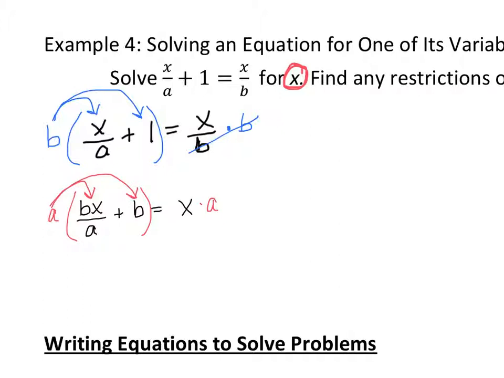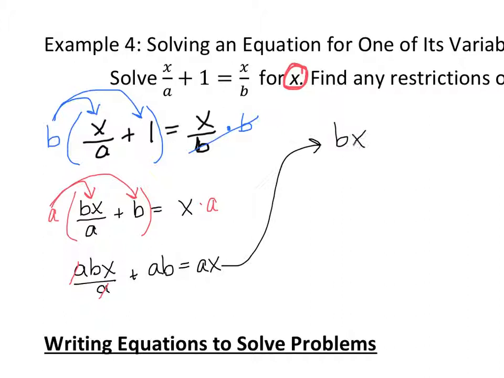So abx, abx over a, plus ab, ab equals ax. I put them in alphabetical order. Okay, in that fraction, what happens to the a's? They cancel. Yay, that's what we needed. Okay, we're doing good. So bx plus ab equals ax.